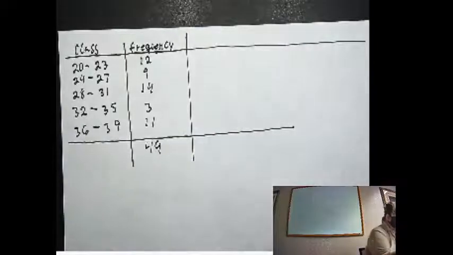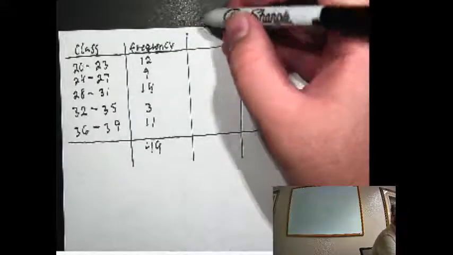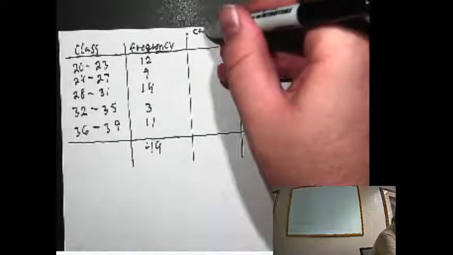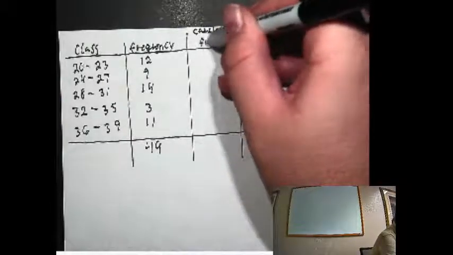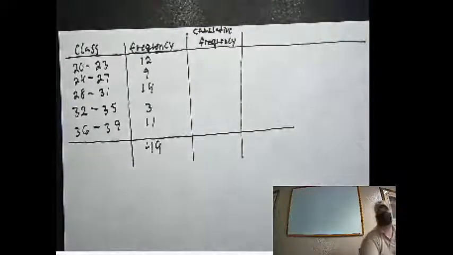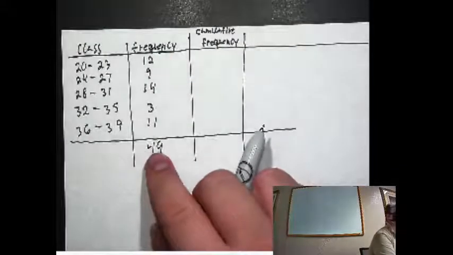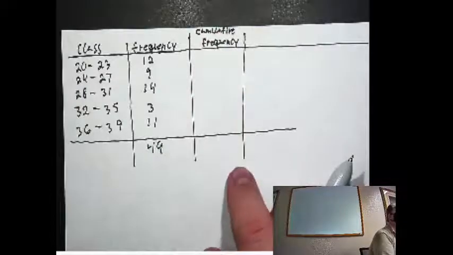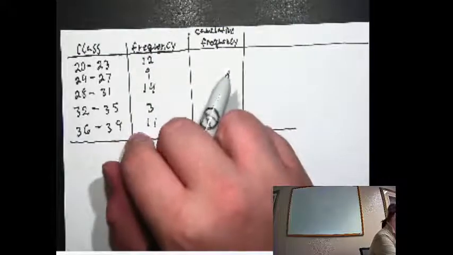Okay, now I'm about to add a new column. Relative? Not relative, cumulative. So cumulative frequency is a running total. So we can do just a general total on these, but a running total will allow us to tell how much data is above or below a certain class.